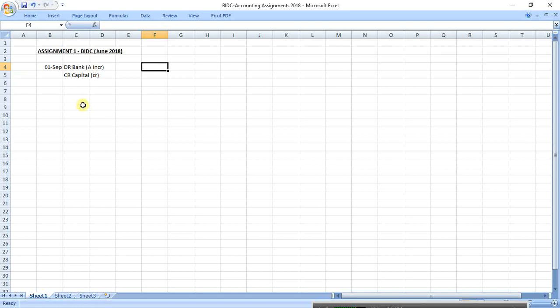I would even show the rules. Next to bank, I would show in brackets: asset increase. That's the most important bit, because that's the application of the rules. Capital is a credit, so you can just say CR next to it if you want. And obviously the amounts: 5,000 debit, 5,000 credit. That's kind of like a general journal.